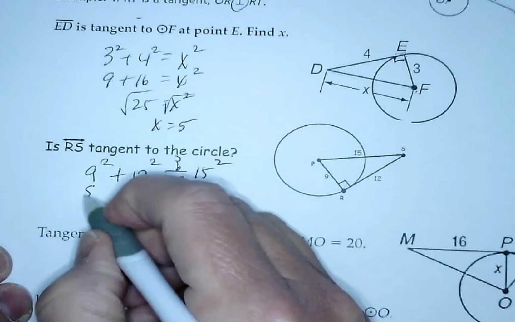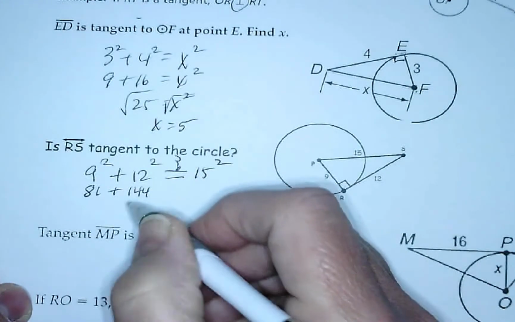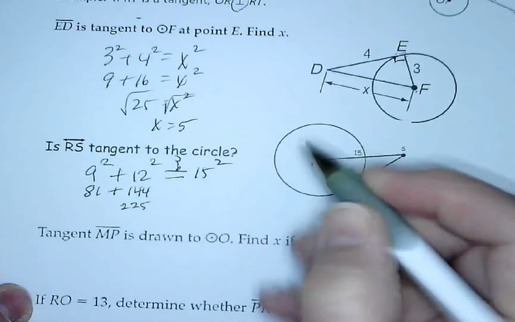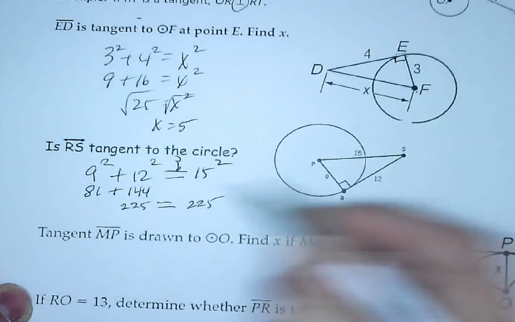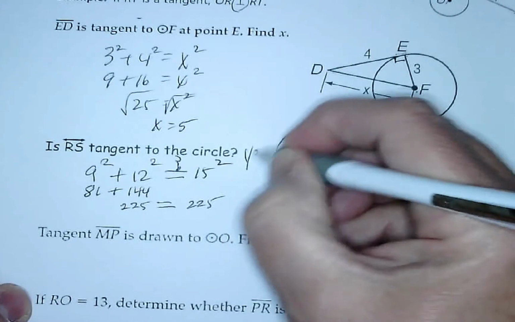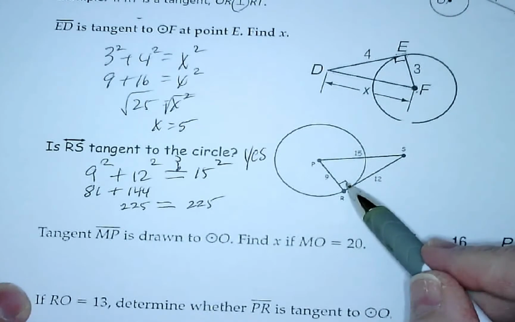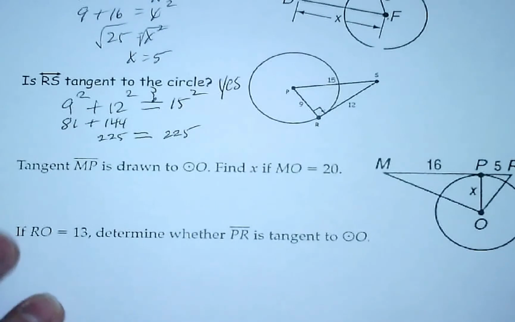All right, so we'll work through this fast. 81 plus 144 is going to be 225. 15 squared is 225. They are equal, and the answer is yes. It is a tangent to that circle because a right angle is formed here. Okay, why don't you stop the video for a second and see what you can do with this next one with tangent MP.